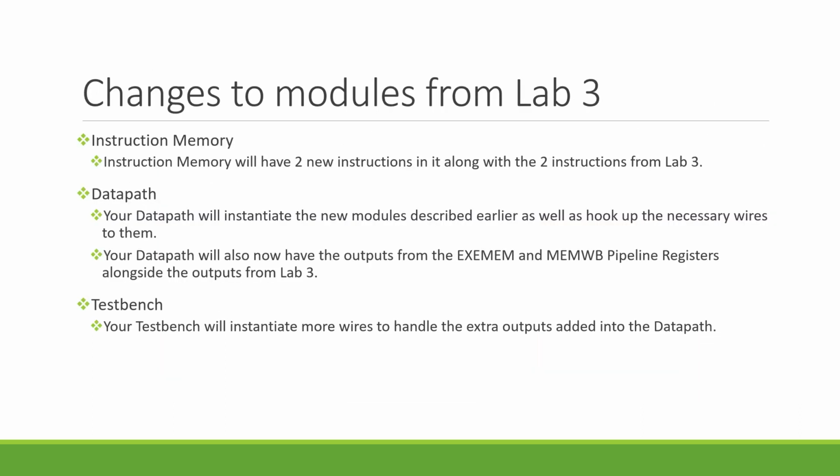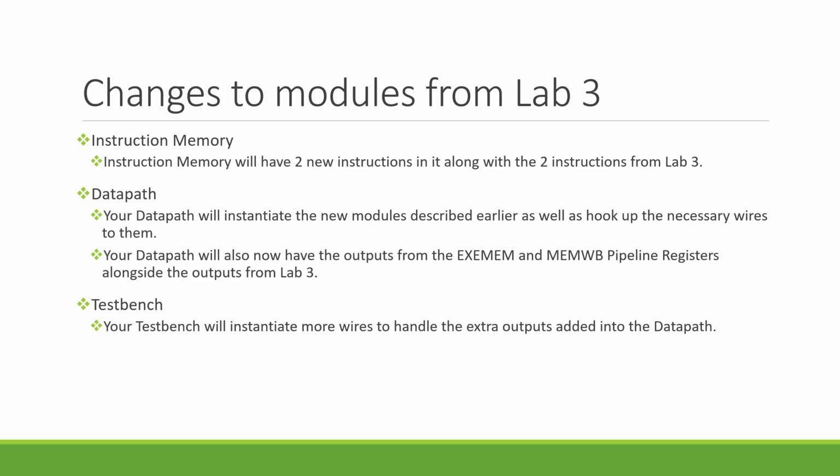Now I want to talk about changes we're going to be making to modules that we made in Lab 3. In our instruction memory, we're going to have 2 new instructions alongside the old 2 instructions from Lab 3. This means that we'll have 4 instructions total. All of these will be load words, and these are all given inside the lab document. In our data path, we're going to instantiate the 5 modules I described earlier, as well as hook up all the necessary wires to them.